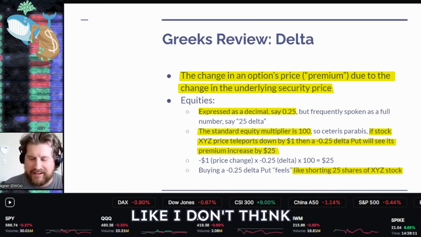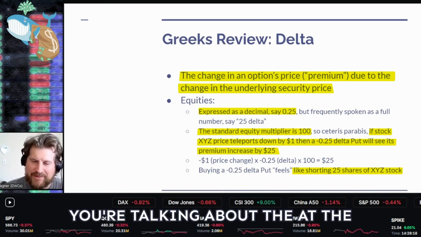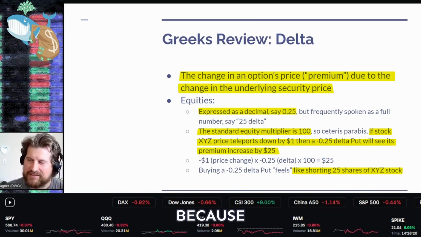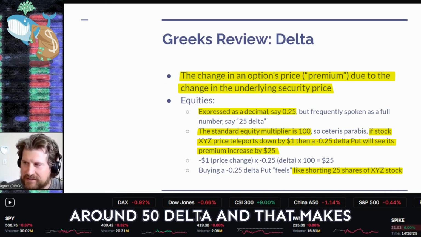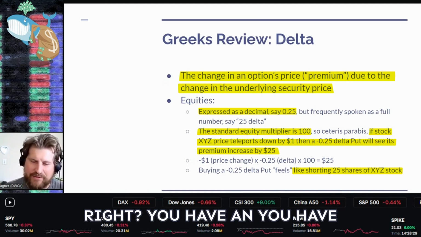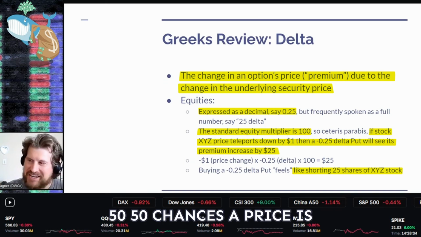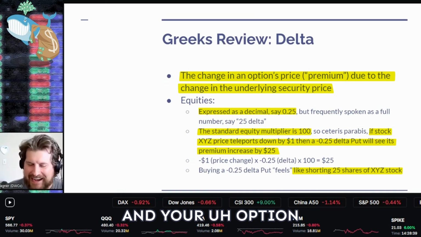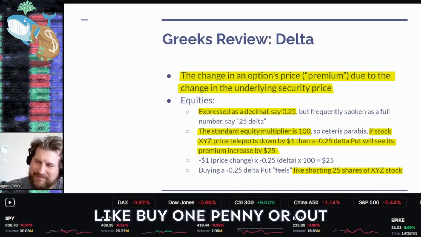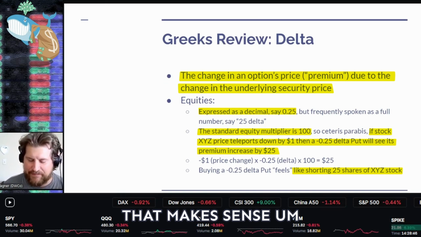I think it's a good heuristic when you're talking about the at the money call or the at the money put, because the at the money call or put is typically around 50 delta, and that makes logical sense. You have an at the money contract. It's a 50-50 chance: is the price going to go up 1 penny or down 1 penny, and your option will finish in the money by 1 penny or out of the money by 1 penny. That makes sense.